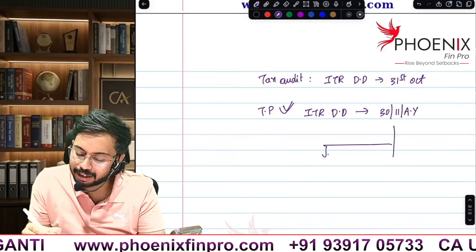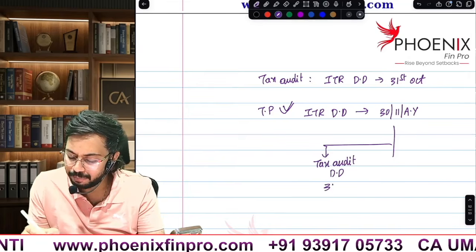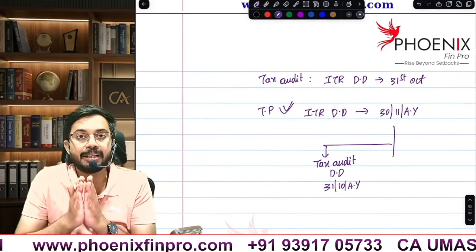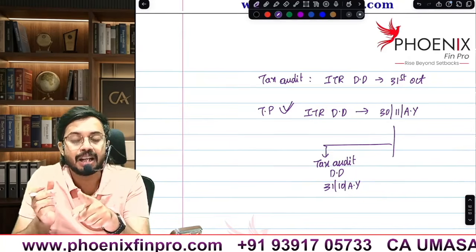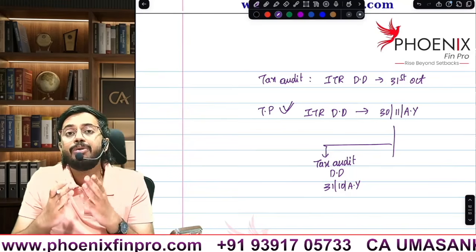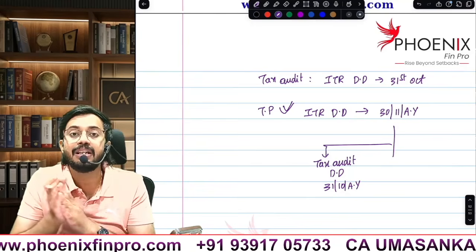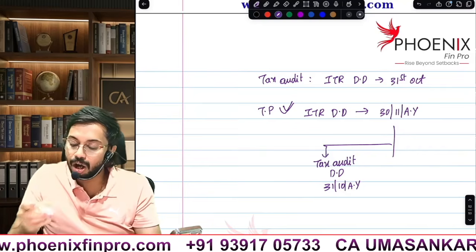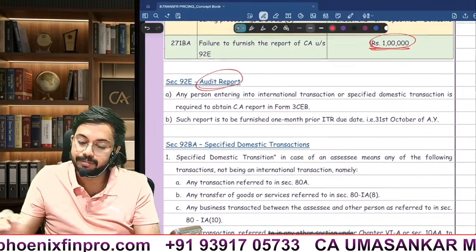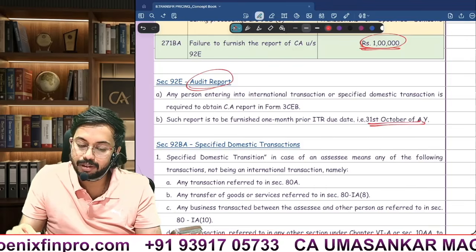In this case, tax audit due date is 1 month prior to ITR due date. So tax audit due date here is 31st October of the assessment year. Are you able to understand? So whenever transfer pricing provisions are applicable, you have to file income tax return on or before 30th November of the assessment year. And you have to submit the report of a chartered accountant. What is the due date for submitting the report of a chartered accountant? Due date is 31st October. Are you able to understand? On or before 31st October of the assessment year, you have to submit the audit report. Clear? So due date is 31st October of the assessment year.